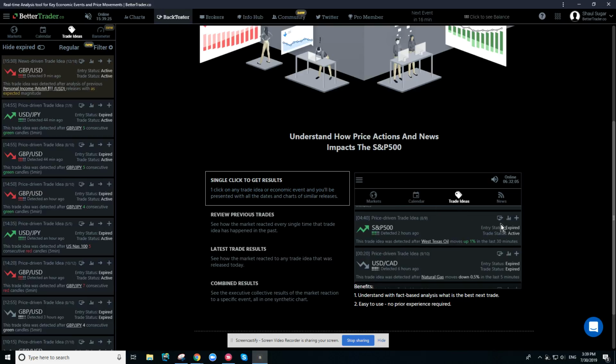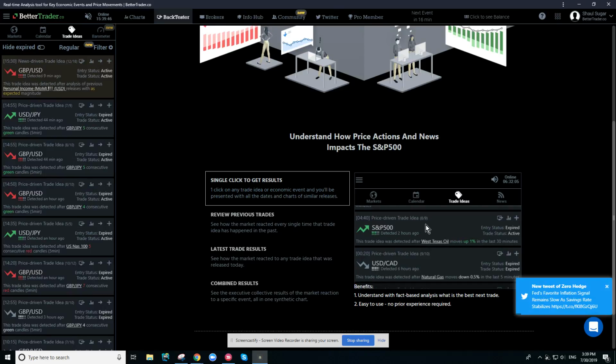And this is the icon that you will use. Anytime you see this icon, that is the backtester icon. Now, you also have a trigger for every trade idea. So this trade idea was detected after West Texas oil moves up 1% in the last 30 minutes. So that was a trigger for this trade.